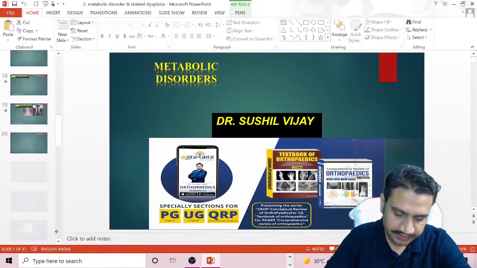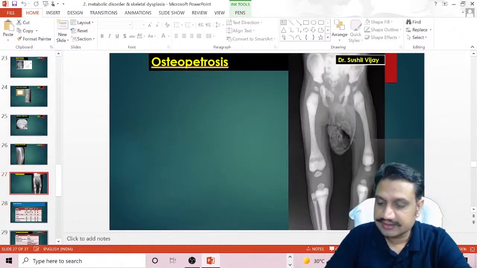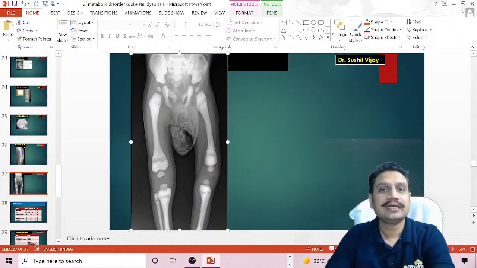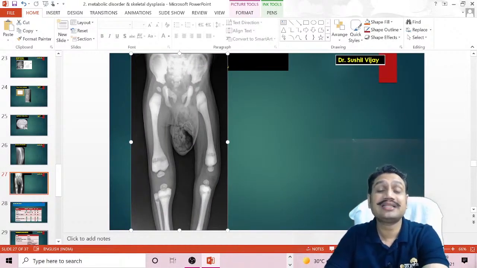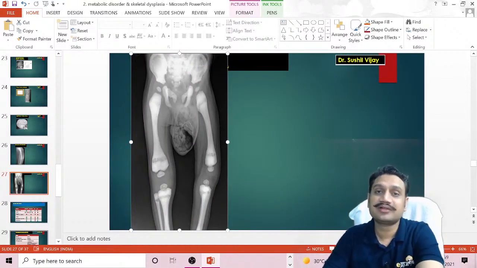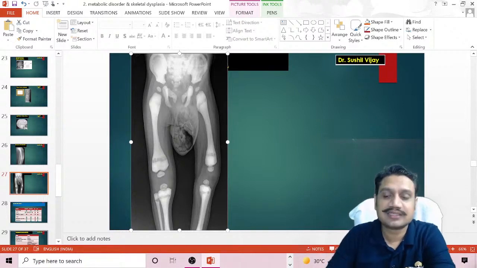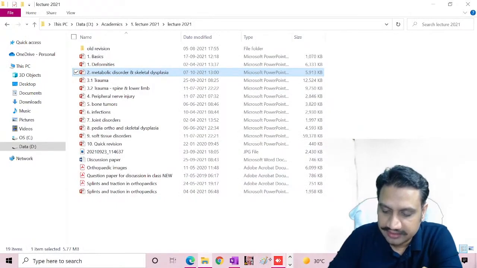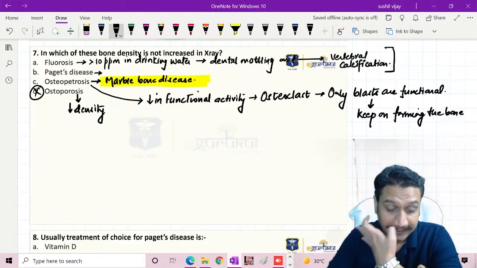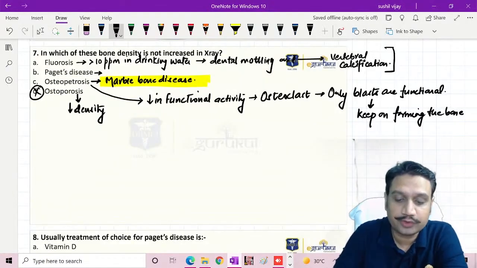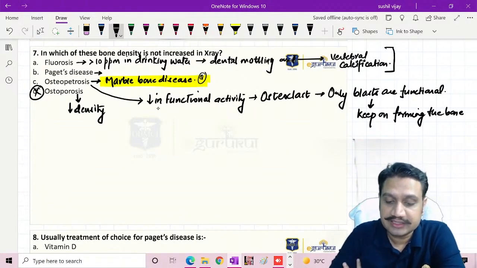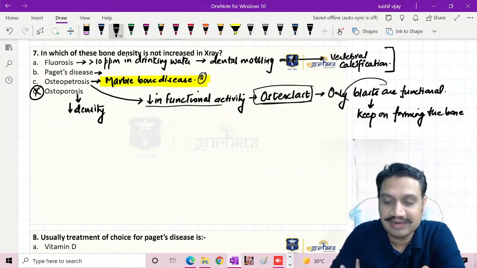See this, I hope everybody can see. This is what you call marble bone disease. All of you can see this, all white. It is so white that you are not even able to see the bone marrow. It is all white because the clast is not working at all. When the clast is not working, only the blast is working, and that produces a white X-ray, and that's why you call it marble bone disease. So there is a decrease in functional activity, only the osteoclast is defective, so only blasts are working.